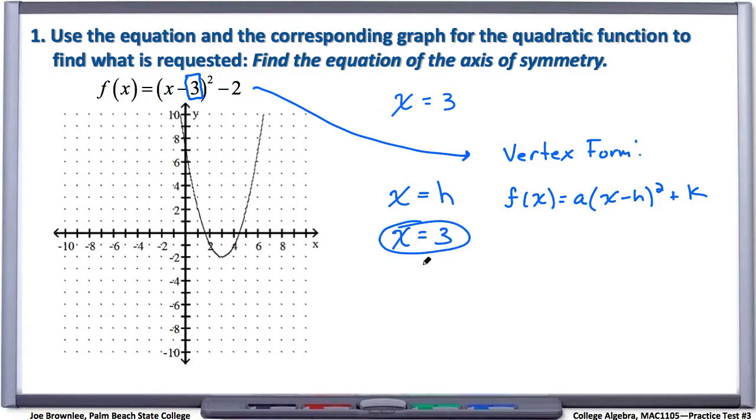We don't even really need the graph of this parabola. All we need is the equation of the parabola in vertex form, and we can find the axis of symmetry. So either way, we were able to find it both ways. We were able to find it from the equation of the parabola, and we were able to find it using the graph itself, which is nice. All right, and so there is the equation, x equals 3, the axis of symmetry.